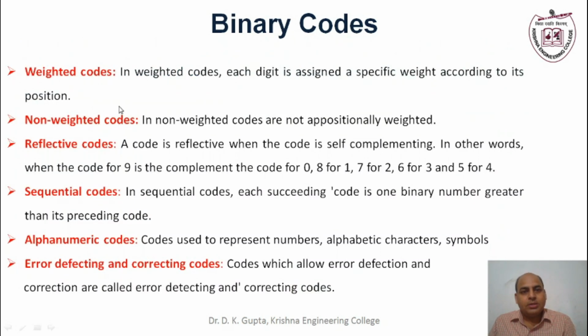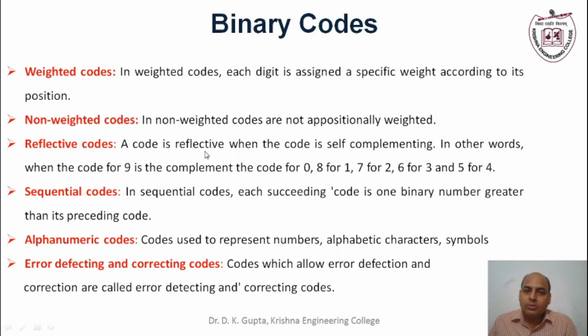Weighted codes are basically the codes where each and every digit is assigned a specific weight according to its position, as we have seen in the decimal numbering system, octal numbering system, binary numbering system. So there the different positions of the different digits have different weights. Few codes are there whose positions do not matter, so we can place any of the digits in any of the locations. There is no position dependence, so those codes are categorized as non-weighted codes.